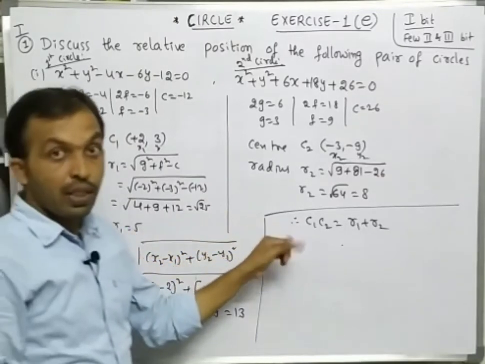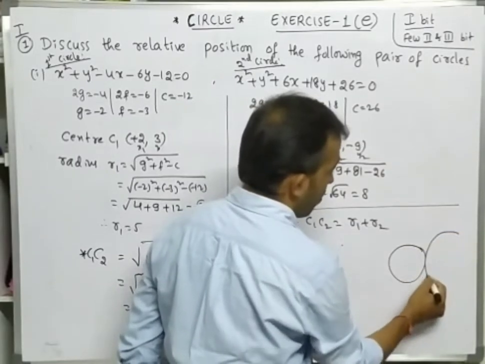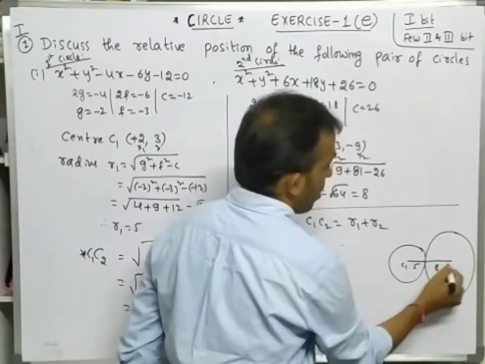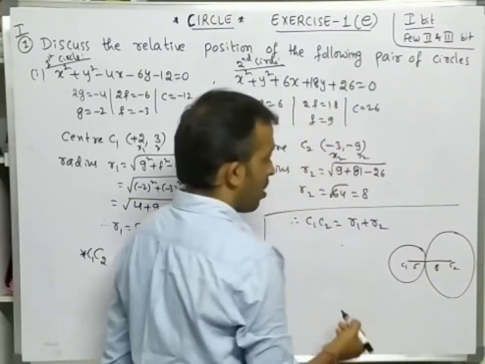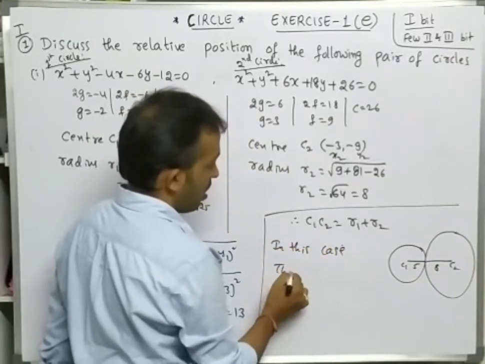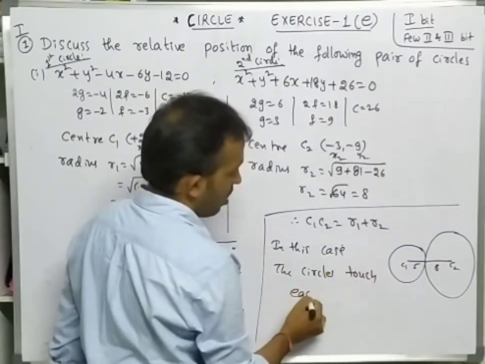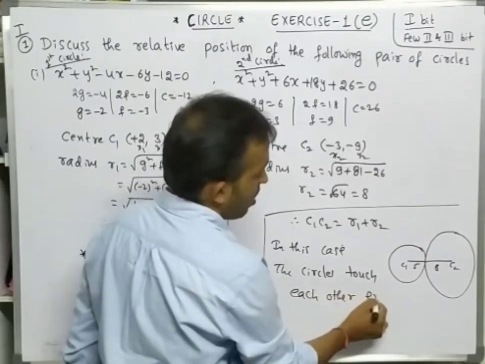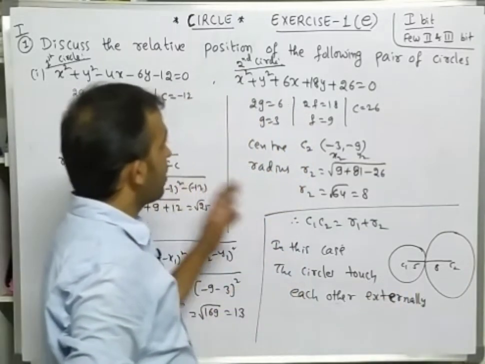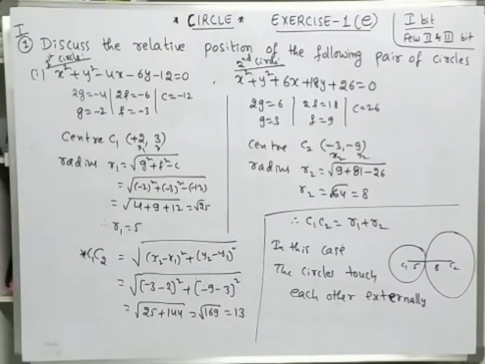So this indicates the circles are like this: the first one a smaller circle, the second one a larger circle, 5 and 8. The distance between c1 c2 is equal to r1 plus r2. So in this case the circles touch each other externally. Like this we have to solve.